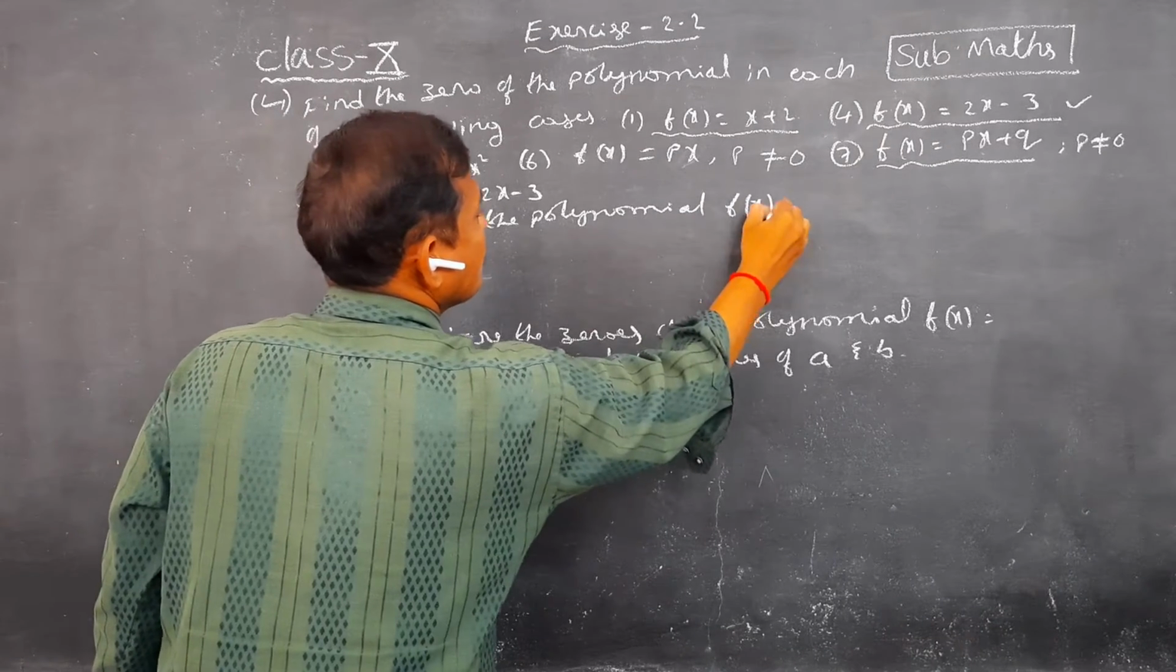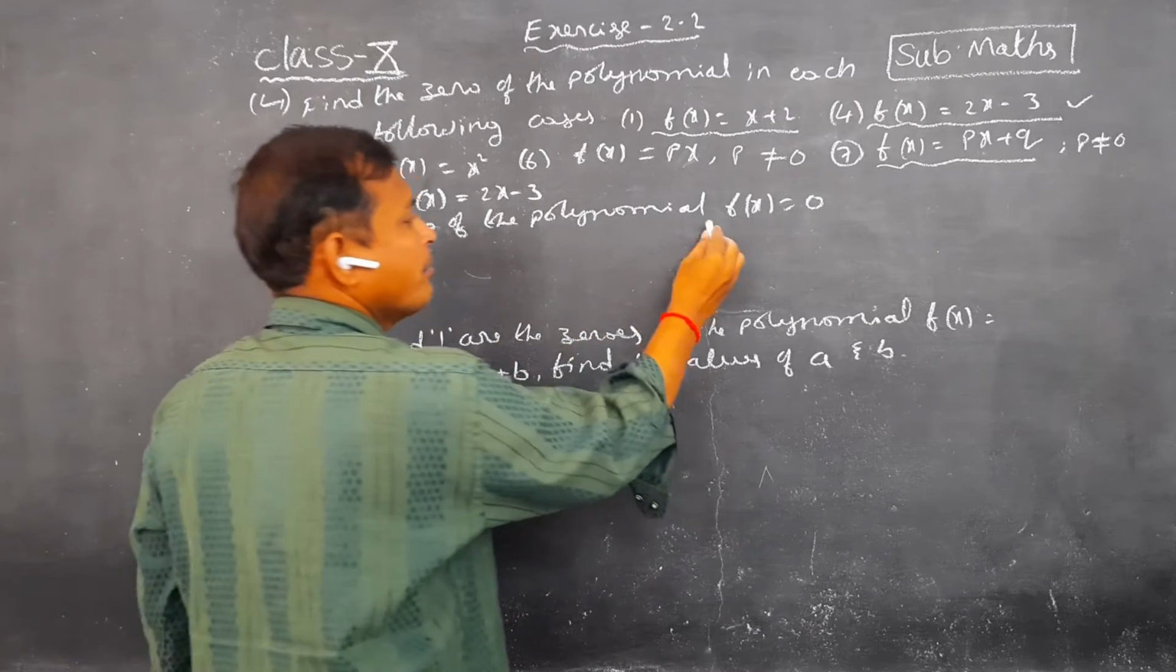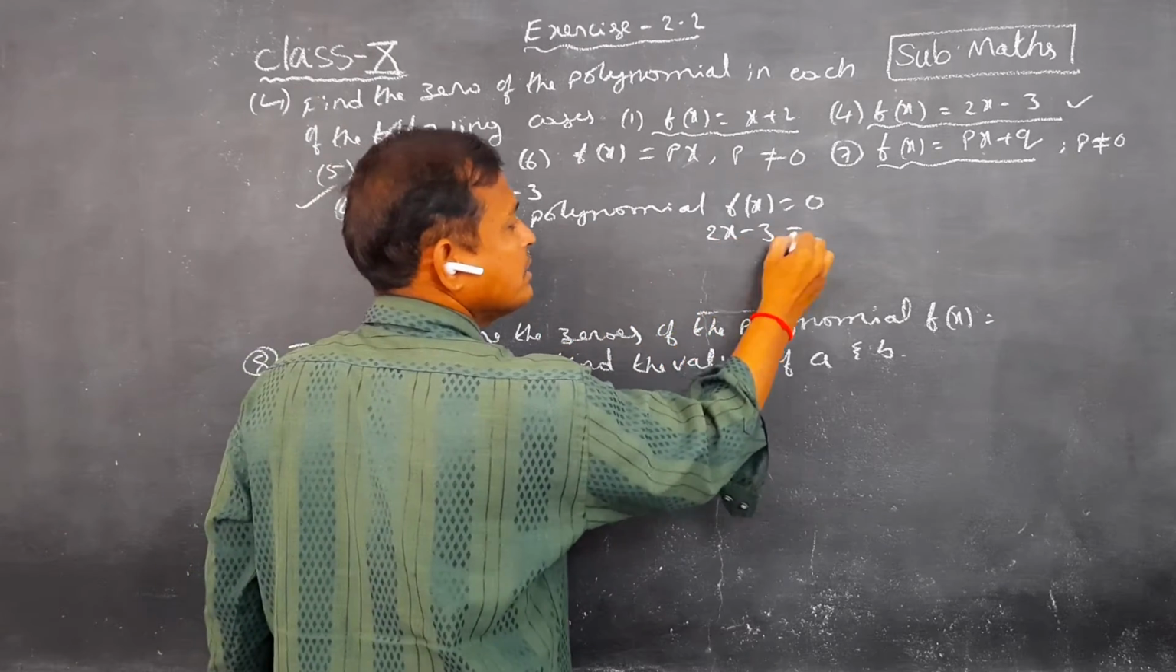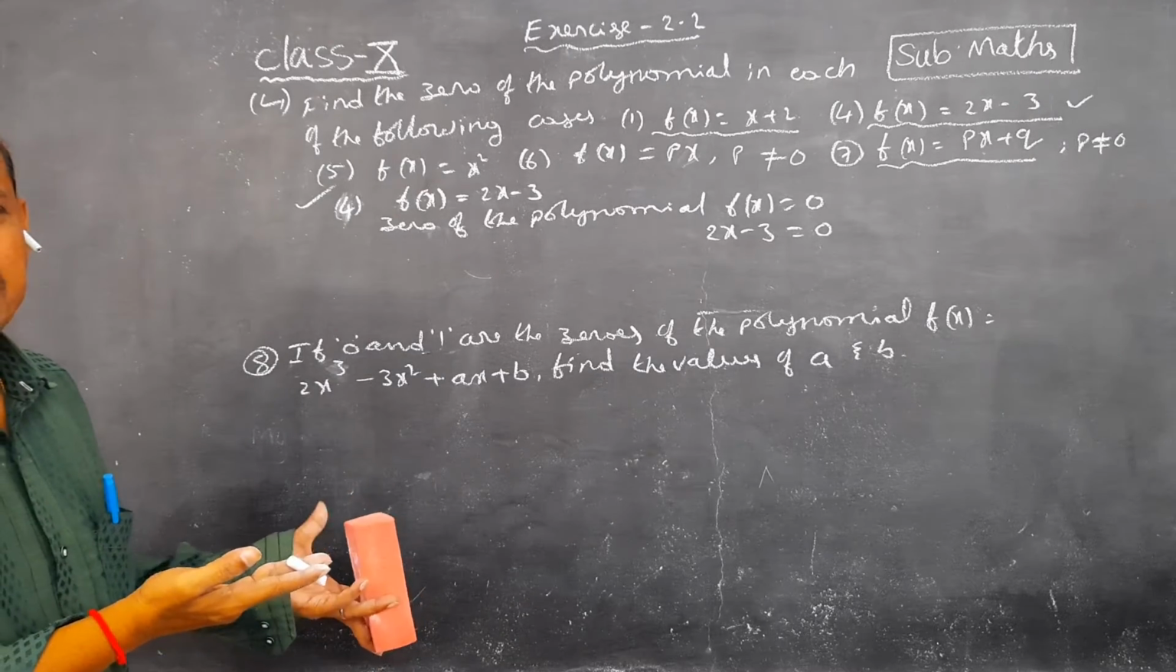f of x is equal to 0. What about the f of x value, children? Yes, in the given question 2x minus 3 is equal to 0. Okay children, next we have to do it. What about the do it, children?